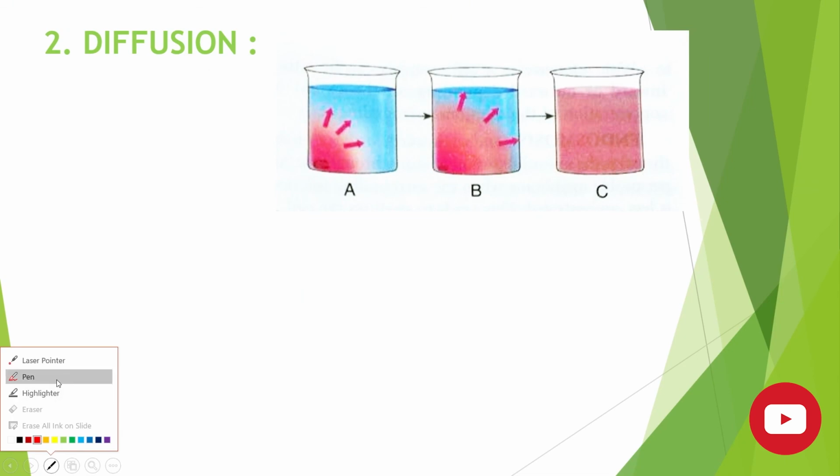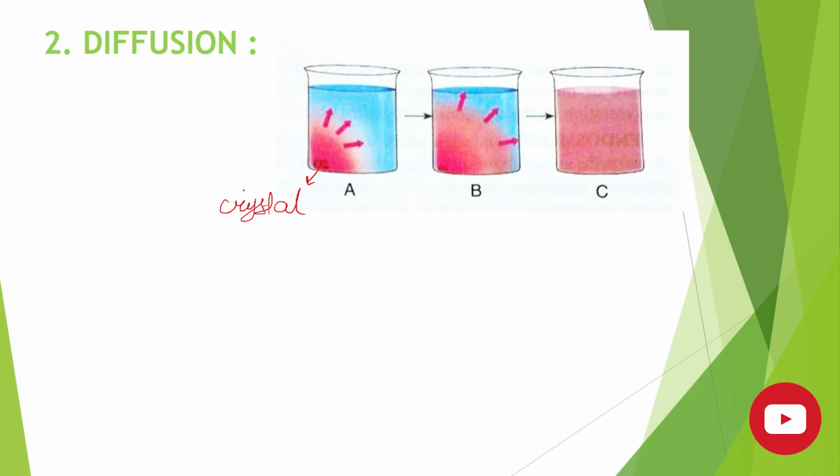In the first beaker, we have taken this particular thing, which is here. This is just a crystal, a potassium permanganate crystal. Potassium permanganate is pink in color, hence its crystal is also pink in color, and we have added a crystal in water. So it is basically concentrated in this particular portion. You all can see.